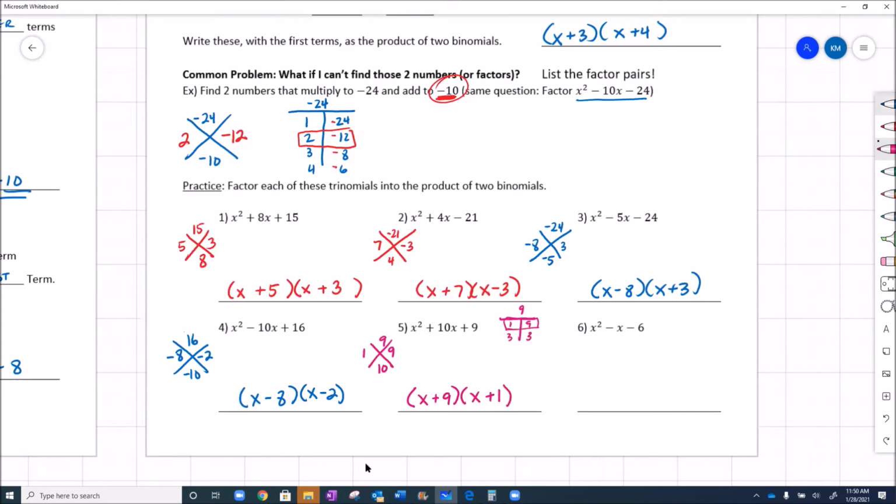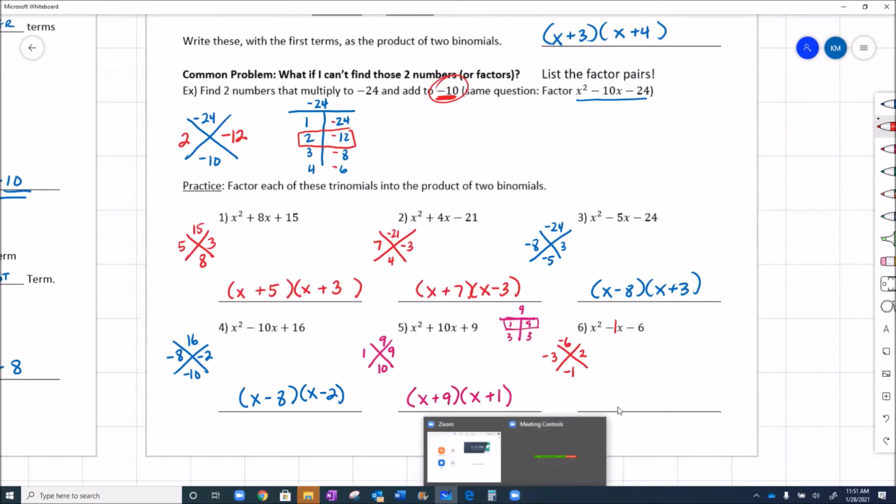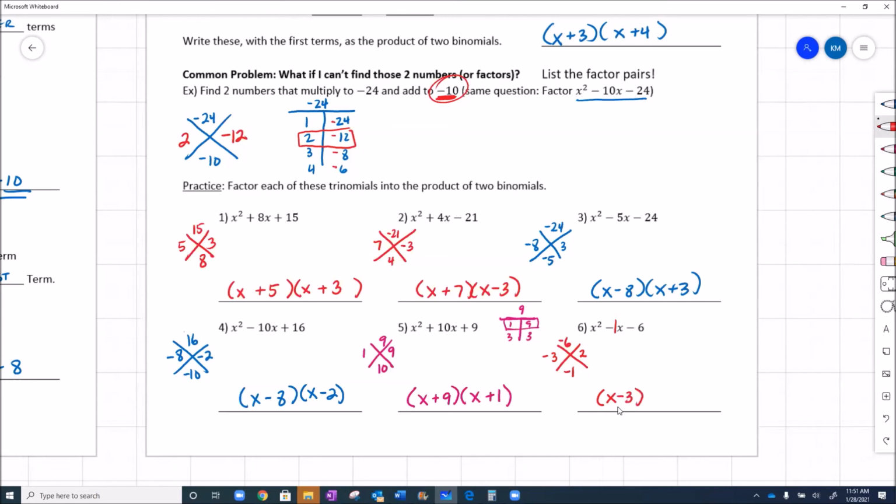All right, and finally, here I need two numbers that multiply to give me negative 6 and at the same time add to give me, you might see that, wait, there's no number here. Remember, it's 1, negative 1. So what two numbers multiply to give me negative 6 and add to give me negative 1? Adds to give me a negative, so I know my bigger number needs to be negative. Negative 3, 2. And so our factors are x minus 3, x plus 2.